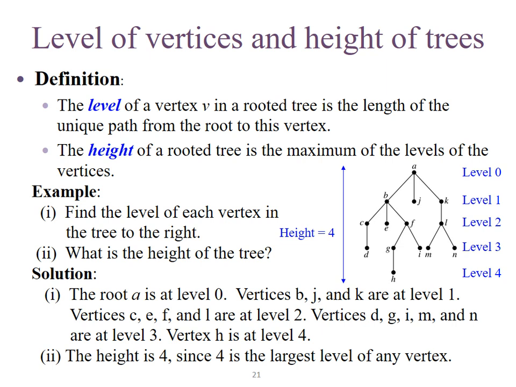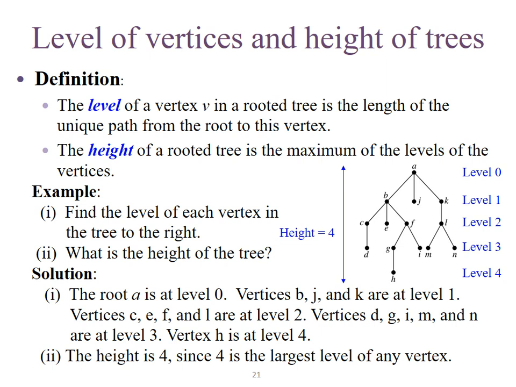Okay, so take vertex B for example. When we travel from the root to the vertex B, we can see this is the only unique path, and the length of this path is 1. So we consider the level of vertex B to be level 1. In this graph, you can see B, J, K, these 3 vertices are at the same level, level 1. And then we have C, E, F, L in level 2. And for the root A, we consider its level to be level 0.